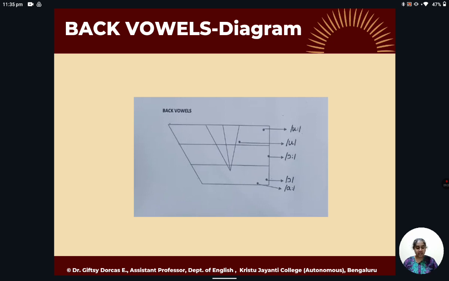Finally, we have the last back vowel, which is the R sound. The R sound is described as a back open unrounded vowel, and it occurs in the words initially, medially and finally: art, part and car. So this is a description of all the back vowel sounds. So you have over here 4 rounded vowels and 1 unrounded vowel.